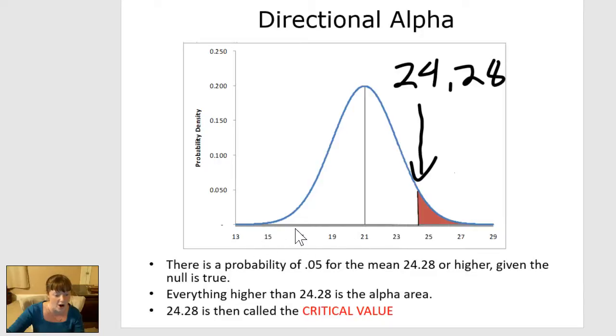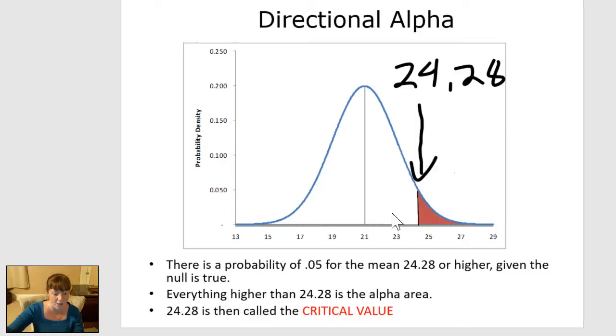The number along this number line on the x-axis cuts off this upper 5%. So this is my area of rejection. I would reject the null if I got a 25. I would reject the null if I got a 25.5 or a 26. I reject the null if I get a 27. But any averages down here, I'm not going to reject the null hypothesis because they're not in the alpha area, right?